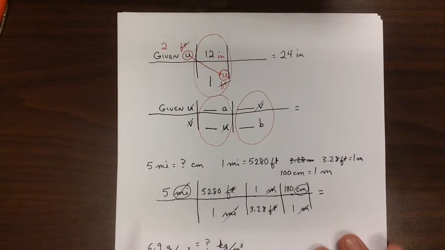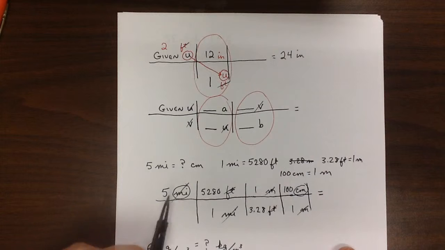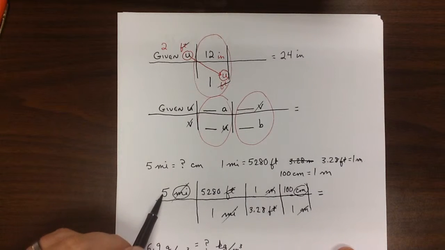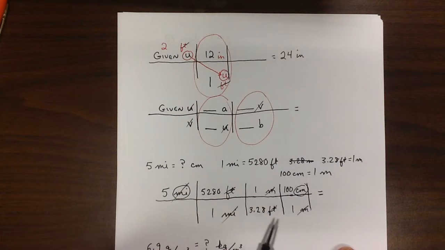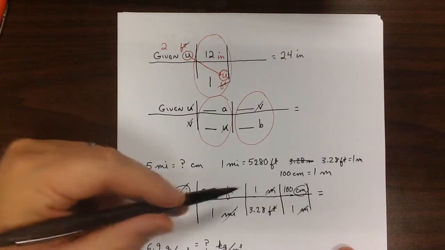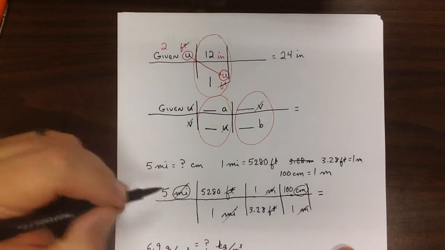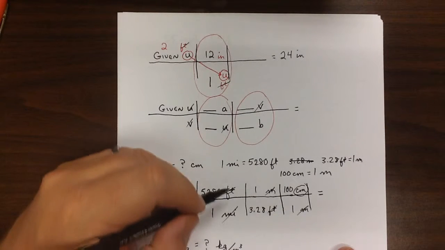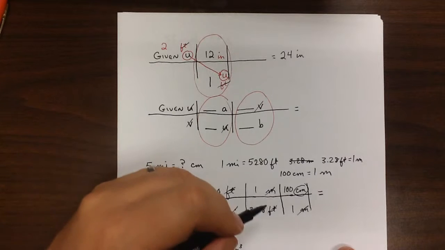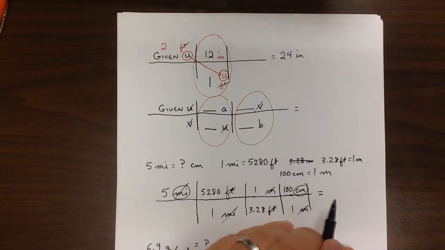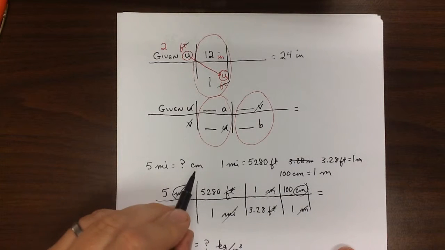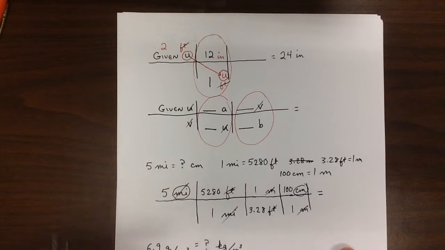Now on my calculator, this is multiplication and division. Order of operations is not important, so I could take 5 and multiply that by everything on top and then divide by everything on the bottom. I can ignore the ones. And so on my calculator, the way that I would do this is 5 times 5,280 divided by 3.28 times 100. And that will give me my answer of how many centimeters there are in 5 miles.